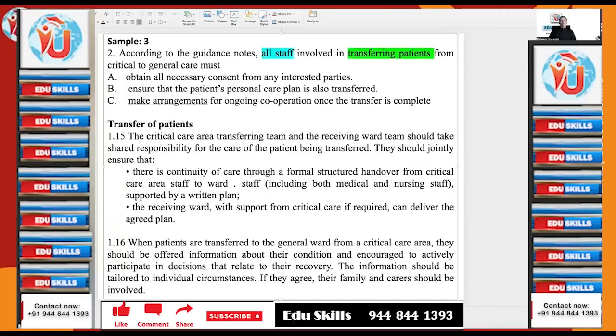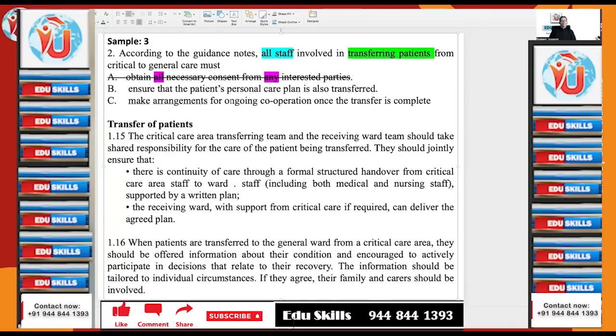Now coming to the options. Tell me what is hedging words or the keyword in options A, B, C. All, necessary, consent. Okay. So do you have any strategy here? Absolute. Absolute means what you have to do? Eliminate. How many absolutes are there? Two are there. 2 absolutes. So automatically the option is eliminated.